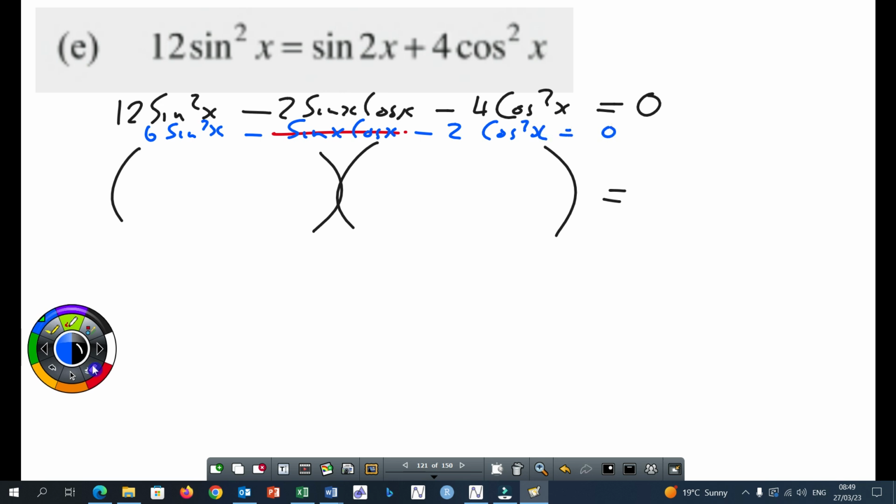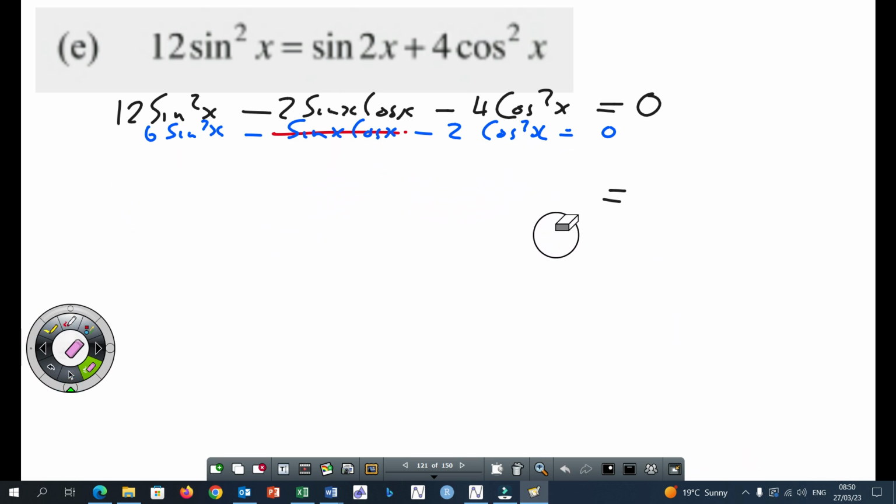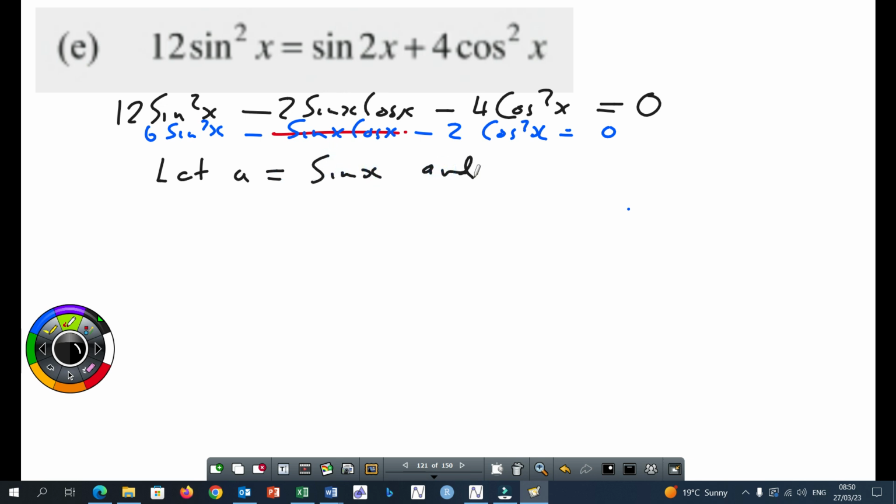Right, so what I'm going to do, I'm so sorry that I'm making some assumptions here. I'm not supposed to make assumptions. So let a be equal to sine x and b be equal to cos x. So that equation becomes 6a squared minus ab minus 2b squared equal to 0. Then you need to factorize it now.